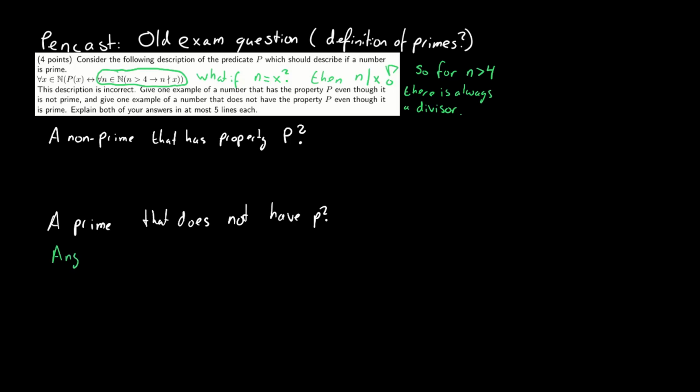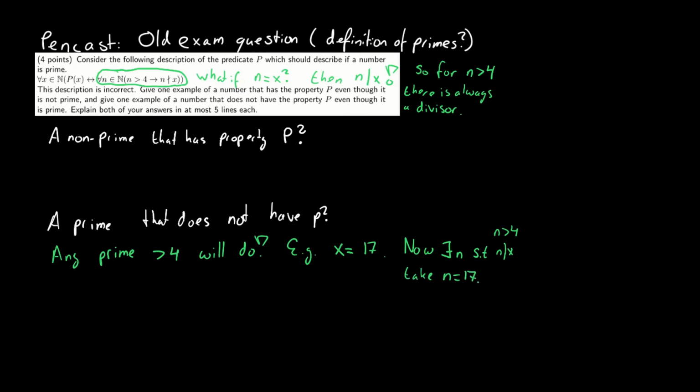So for a prime that does not have the property p, just pick any prime larger than 4. For instance, we could take x equals 17, which is a prime larger than 4. And if we take a look, it is not true that for all n, n doesn't divide x, because take n equals 17. For n equals 17, n will divide x.